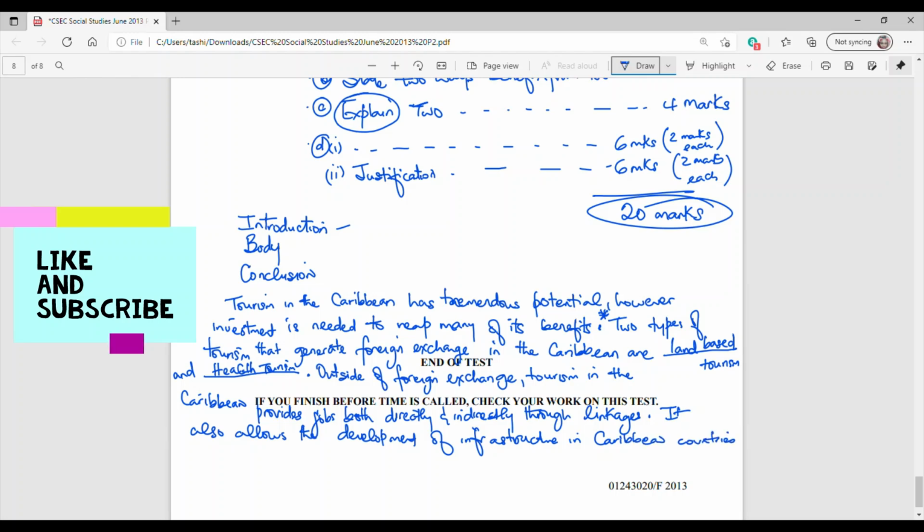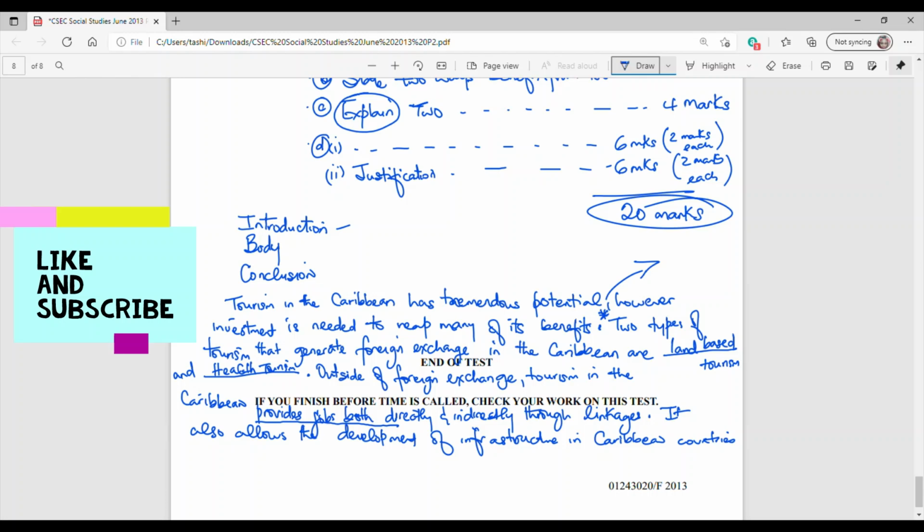Yeah. All right, so we have: tourism in the Caribbean has tremendous potential. However, investment is needed to reap many of its benefits. And we said we would have included something there that tourism provides foreign exchange. Two types of tourism that generate foreign exchange in the Caribbean are land-based tourism and health tourism. Outside of foreign exchange, tourism in the Caribbean provides jobs. So I'll underline that too, because that is a part of what they asked us to answer.